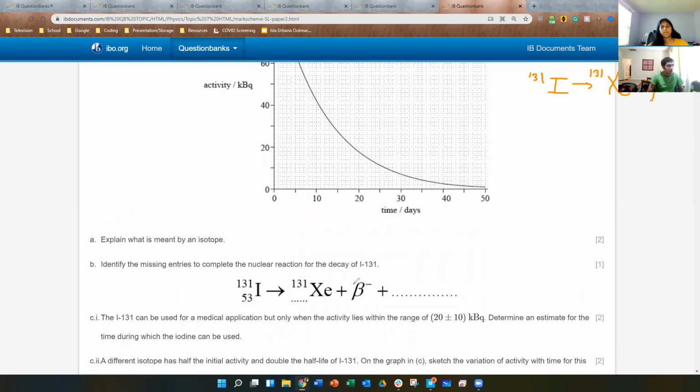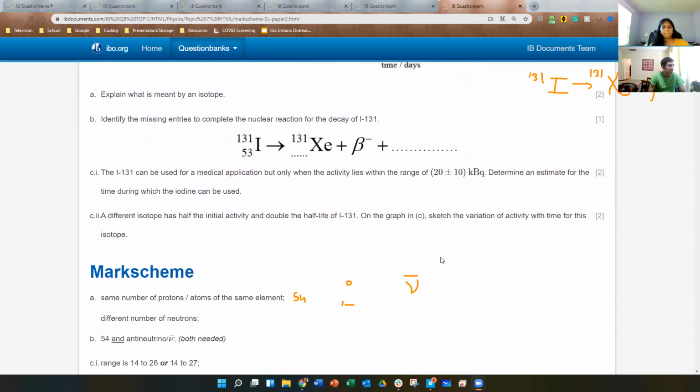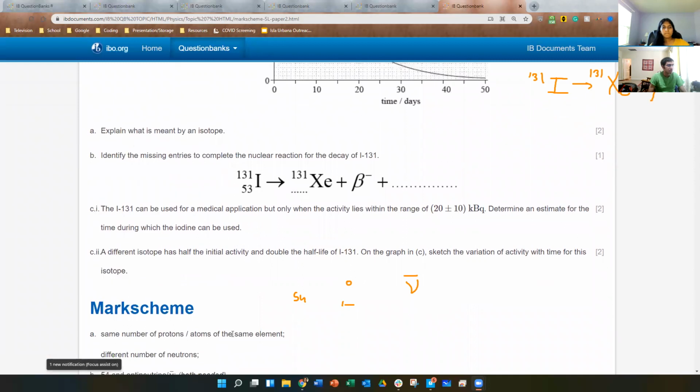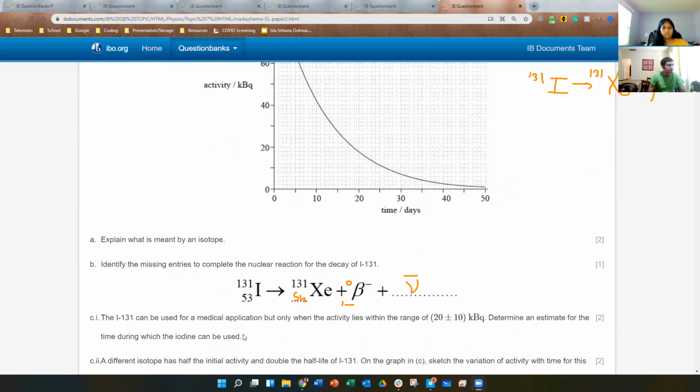Oh, okay. And that's beta minus. Yeah, exactly, that's 1 minus, and that should be 0. And here we have to have an antineutrino, right? Yeah, and 54, so that the charges are conserved. Didn't we do this? I don't think so. I don't remember this medical application. Okay, 54 and antineutrino. Good.